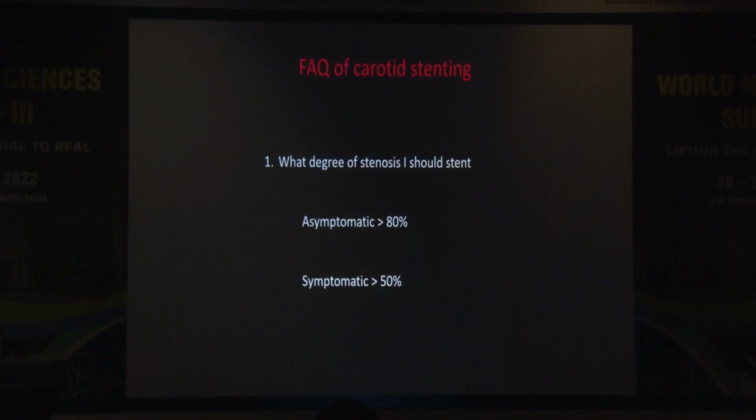So to conclude, I just want to go over what we have discussed so far, and then we can take questions. What degree of stenosis should I stent? Asymptomatic more than 80%, symptomatic more than 50%. The catch is this cannot be on Doppler. This has to be either a CT angiogram or DSA. MRI and Doppler may be unreliable here.